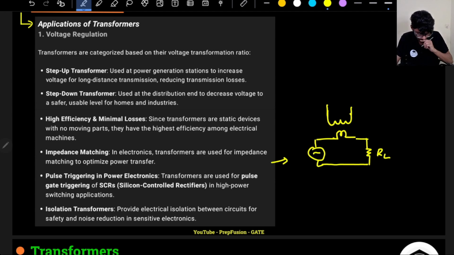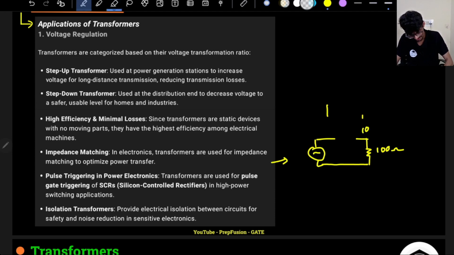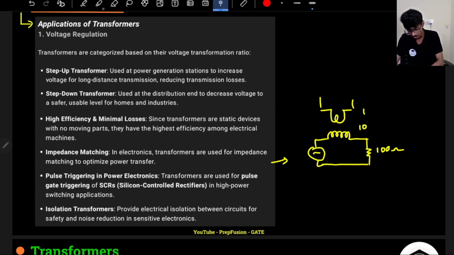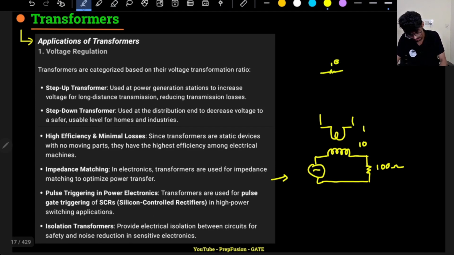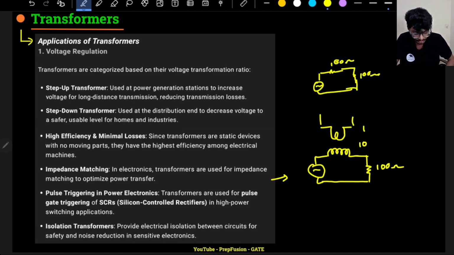So let's say this resistance is 100 ohms, okay, and this turns ratio is 10 is to 1, okay, although it does not seem like it, it seems like the opposite. So I will draw the opposite one. So this seems like 10 is to 1, okay? And the problem is that if you want to transfer the maximum power through this 100 ohms, what do you need to do? You needed to actually connect a 100 ohm resistor here, okay? That was the requirement. But of course you don't have that 100 ohms of resistance.